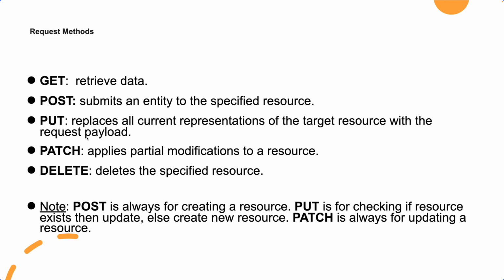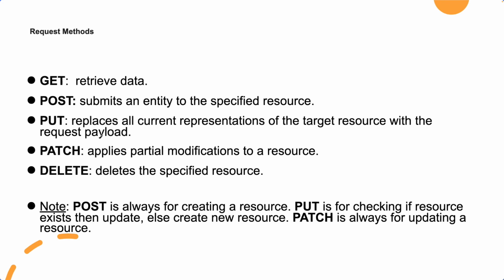So what is the difference between these three: post, put, and patch? Post is always for creating a new resource. Like if the resource is not there at all, then I will send a post. And patch is the other way around. It is always for updating. If I know that the resource is already there, but I want to update some specific fields or specific part of the whole resource, then I will send patch. And if I don't care if the resource is already there or not, then I can send put.